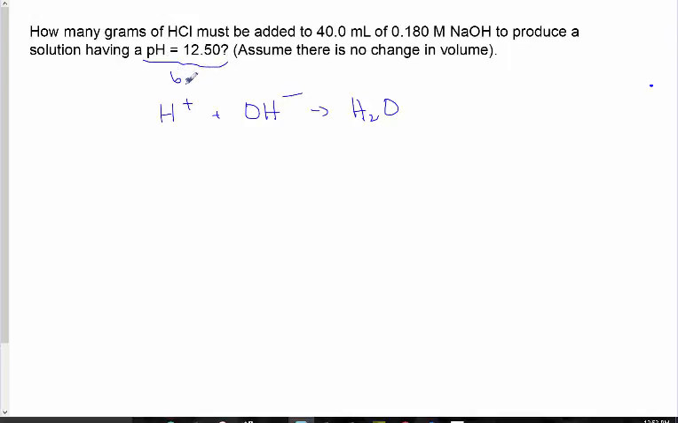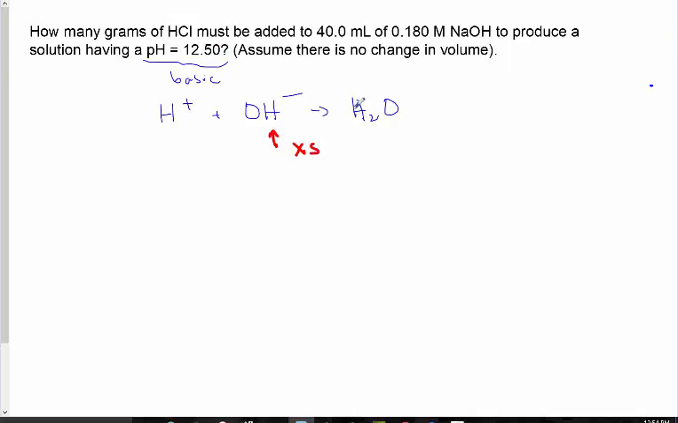So there's some important information that we have to unpack here. And the first is that after the neutralization, we have excess hydroxide ion because that's a basic solution. So that tells me that this is in excess. So we're going to react all of the H+ that's provided by the HCl with an equal amount of hydroxide ion from the sodium hydroxide, and then there's still going to be some hydroxide ion left over, enough that it gives us a pH of 12.5.